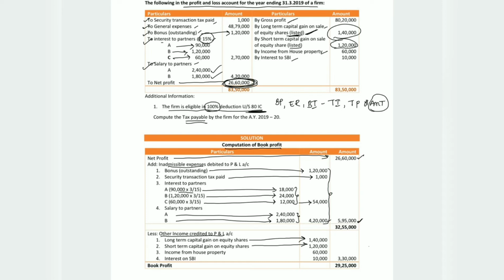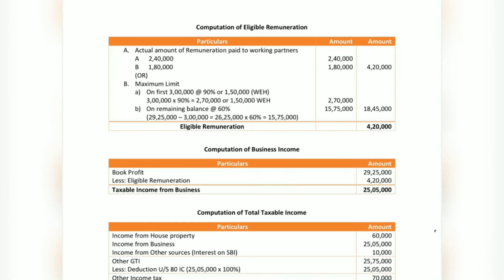Other incomes credited to profit and loss account. House property is non-business income, so 60,000 we will consider here. As well as SBI interest, non-business income again 10,000. So adding up all the non-business incomes given on the credit side of the profit and loss account, we will get 3,30,000. So 32,55,000 minus 3,30,000, we will get 29,25,000 as our book profit. So the book profit is 29,25,000. Right, let us calculate eligible remuneration.